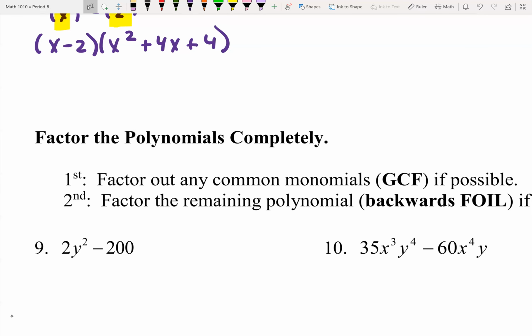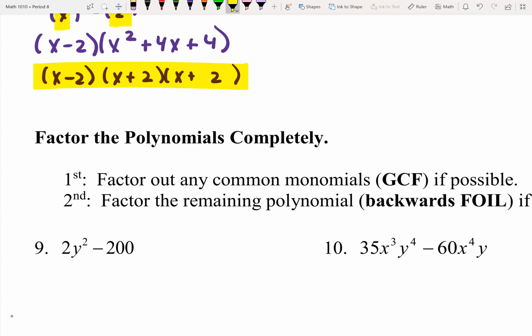And this one actually does factor further. It's the guess and check factoring that we went through last time when you guys watched the video. So the x to the second is going to go to an x and an x. Signs are the same. They're both positive. And then 2 and 2 multiply to give me 4 and add to give me 4. Okay? So your final answer is that right there, all the way factored down.